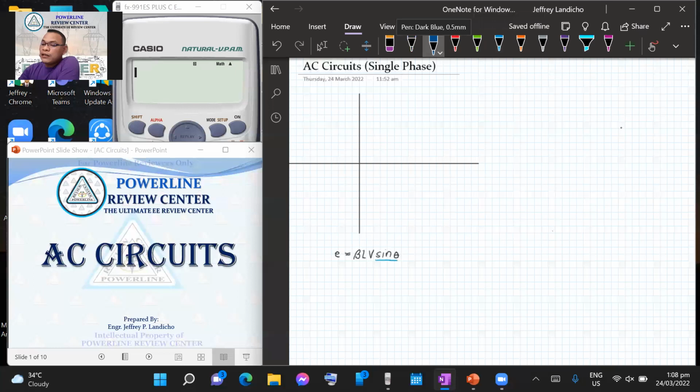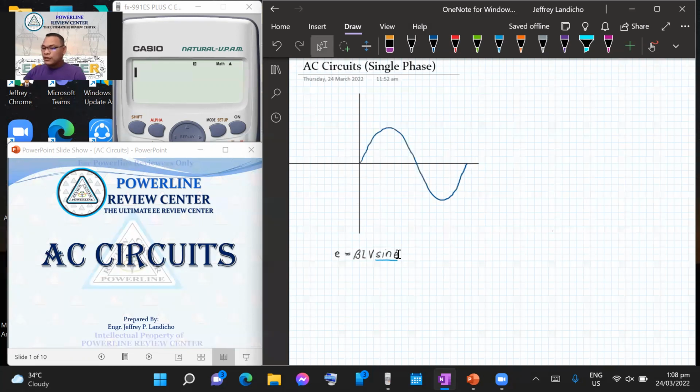Kaya kapag pinlot natin yung ating alternating quantity, either voltage or current, so usually yung ating curve, ang tawag natin is what? Sine wave. So tinawag siyang sine wave since its given function is always proportional or relies on the value of our sine function sa ating trigonometric functions.